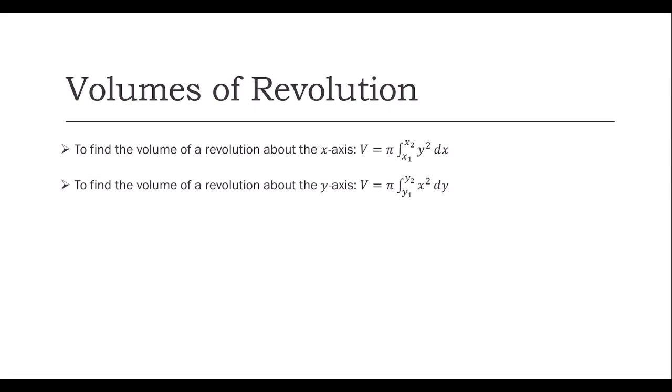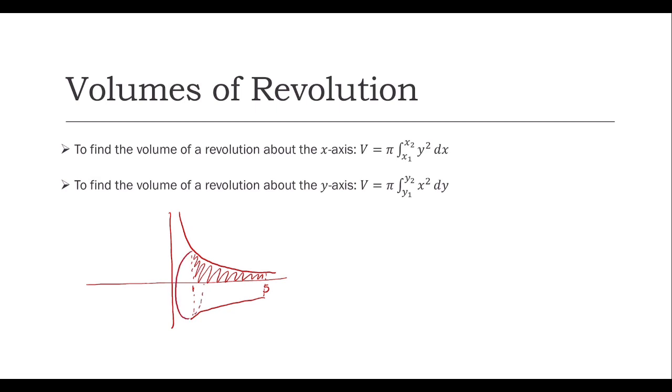Next, we have volumes of revolution. So a volume of revolution would be if you had some function like 1 over x from 1 to 5. You would have this area here. And then if you were doing a revolution about the x-axis, you would take that whole thing and rotate it around the x-axis. So it would look something like this.